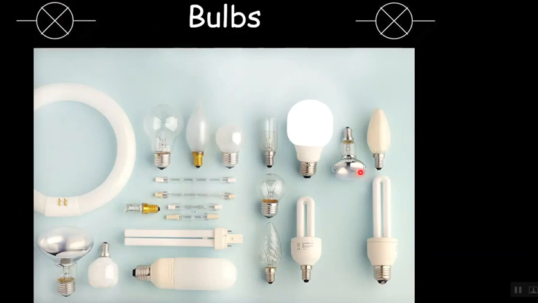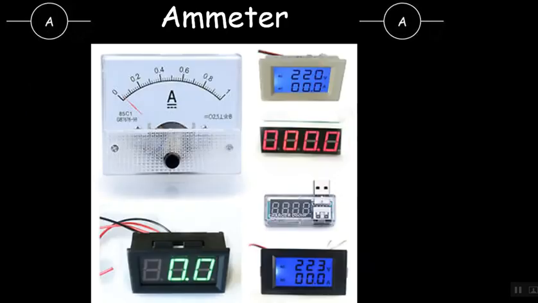All of them would use the same symbol. Okay, ammeters, guys, are used to measure the current. Over here at the top we've got an analog ammeter, and it uses a little needle. Some of them have 3 settings and 3 sets of numbers, and you will have to correspond which setting goes with which set of numbers.